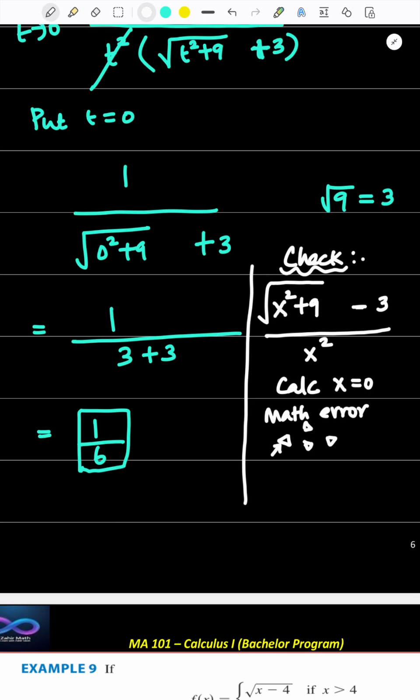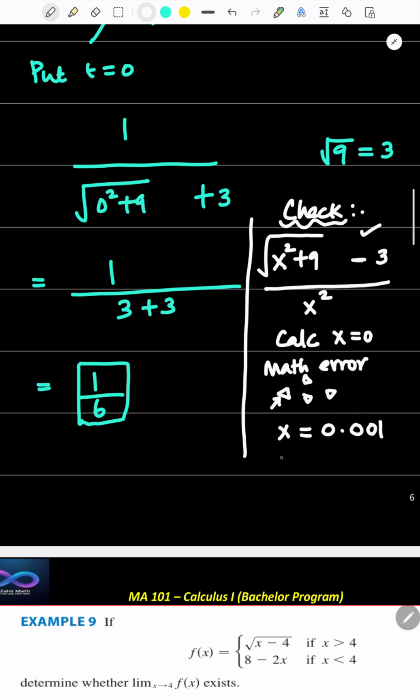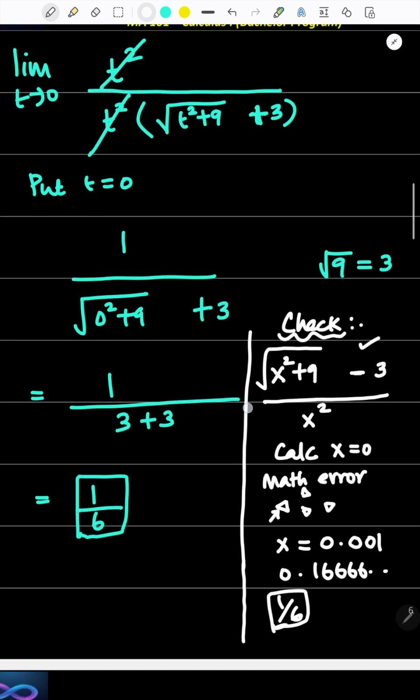If you press this left arrow, again this expression will come. In this expression, instead of choosing x is equal to 0, please choose x is equal to 0.001, which is nearer to 0. You will get the answer in the calculator, 0.16666, like this. It is nothing but 1 over 6. Clear, everybody? So you can check your answer in the calculator, right?